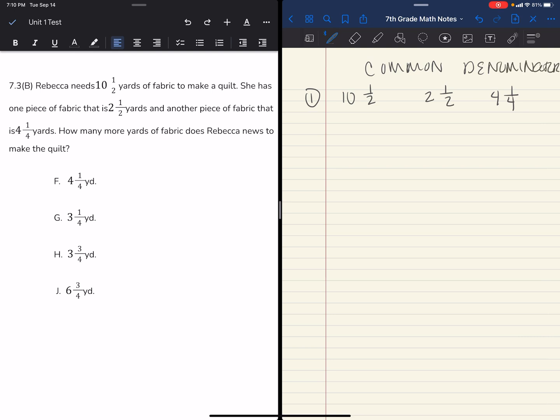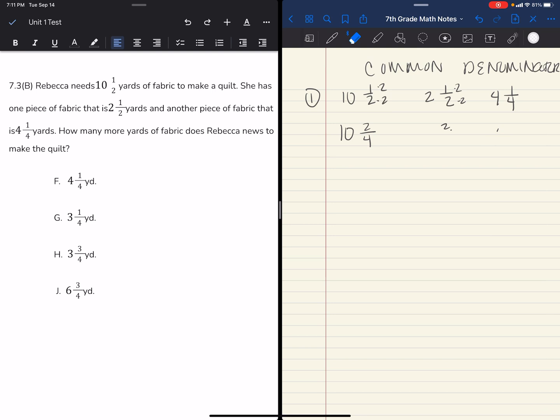So between 2 and 4, I'm going to go with 4. So I'm just going to rename all of my fractions right now. Whatever you do to the bottom, you do to the top. So this becomes 10 2/4. This becomes 2 2/4. And this guy stays the same. Now I have all common denominators. It is going to be a heck of a lot easier for me to add and subtract.